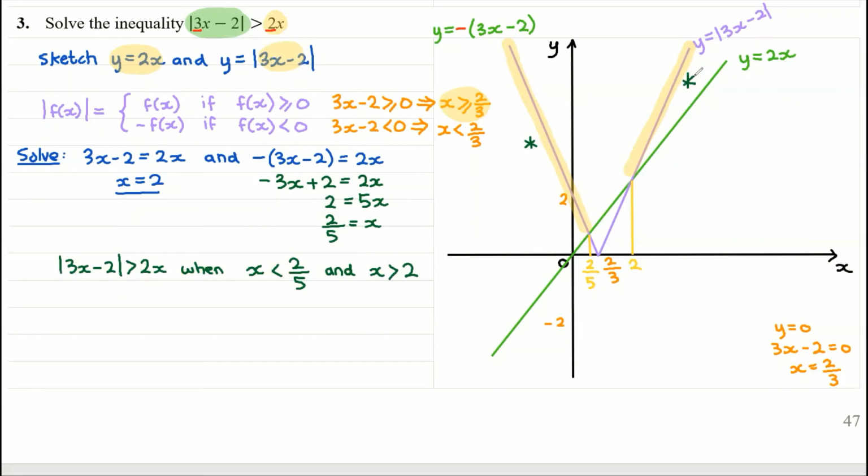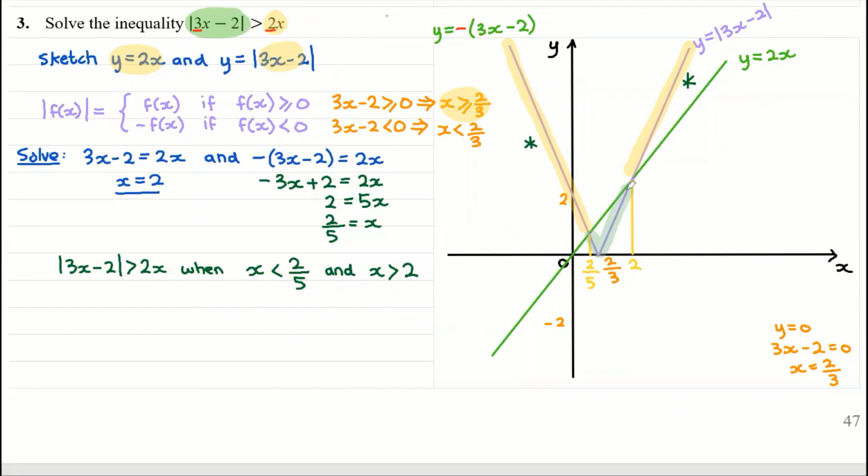Now, let's just say for the sake of argument, if you had the opposite question, when is the modulus graph strictly less than the line y equals 2x, you'd have the opposite region. You would be interested in this region here, okay, where the modulus graph is below, and that would be between 2/5 and 2, okay, not including either of them. So this is why sketching the graphs is really important.